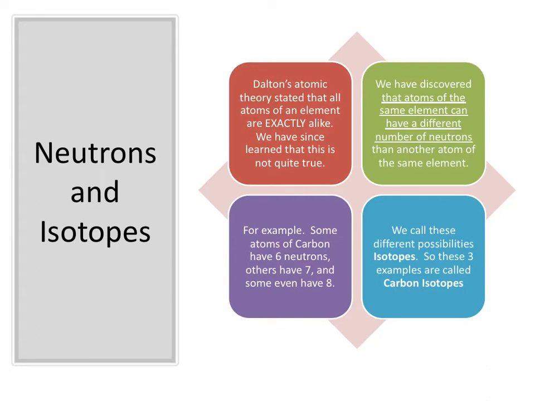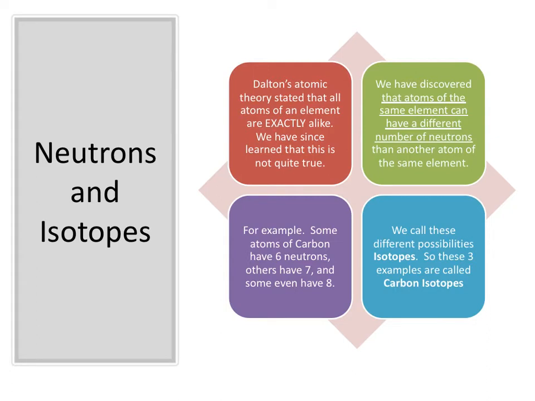So for example, carbon-12, carbon-13, and carbon-14, you've probably heard those in terms of carbon dating when trying to identify how old something is. Carbon-12 will have 6 neutrons, carbon-13 will have 7, and then carbon-14 will have 8. So when we change the number of neutrons, we are changing the mass of the actual atom.